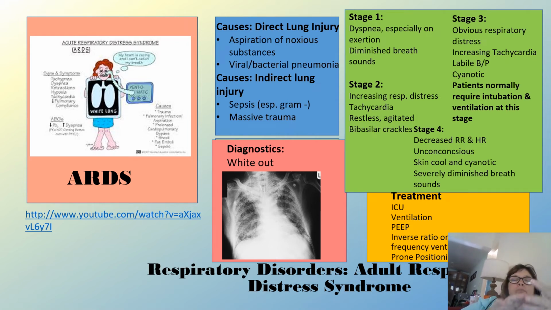But PEEP is positive end expiratory pressure. And what that does is it keeps the alveoli from completely collapsing on exhalation. If you think about blowing up a balloon and then letting the air out and you leave a little bit of air in there, how much easier it is for that balloon to blow up. That's what PEEP is, that little bit of air.